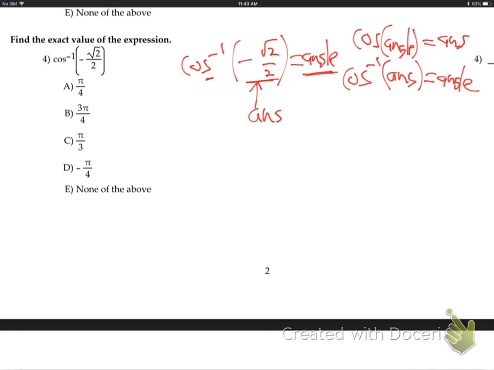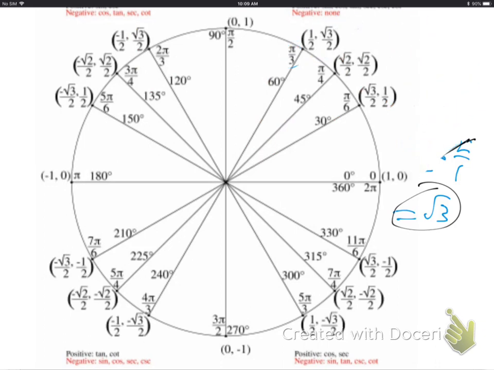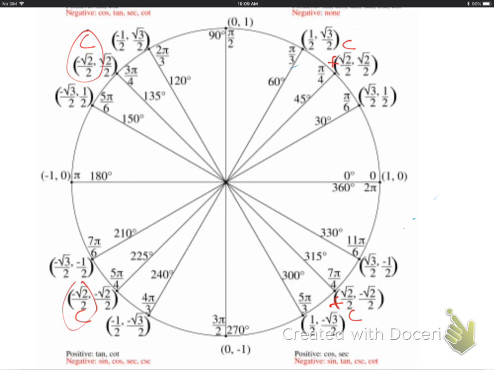I'm looking, where does cosine come out to have this answer? So here we go. Here's the unit circle. Let me get rid of all this stuff. Look at it for a minute. Where do you see cosine is negative root 2 over 2? There's cosine right there. Here's cosine positive root 2 over 2. Here's cosine negative root 2 over 2. Cosine's always the first one. So there are 4 places where cosine has some kind of root 2 over 2 thing. This one's positive, so no way. This one's negative, and this one's negative, root 2 over 2. So it's either this one or that one.